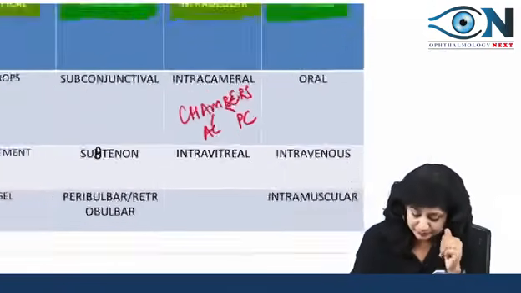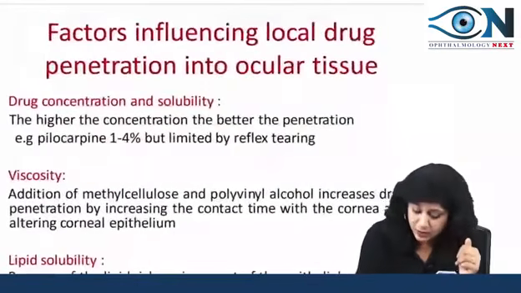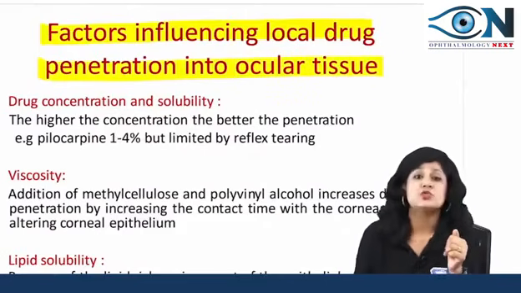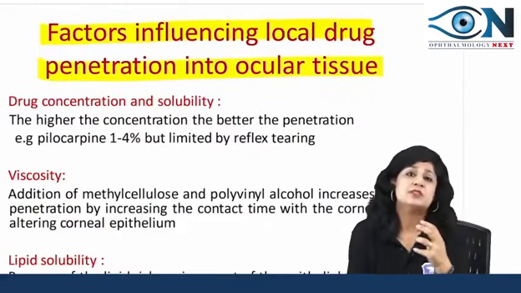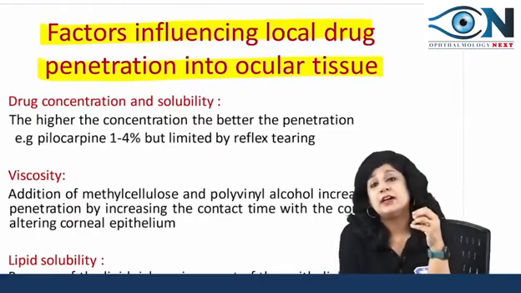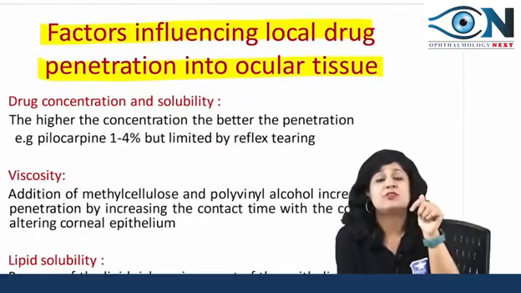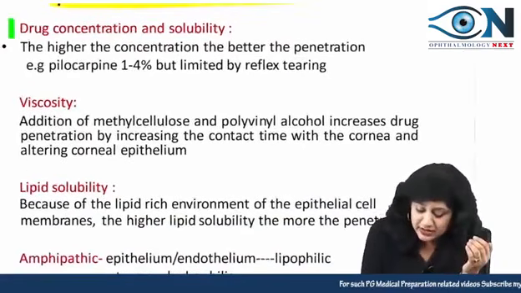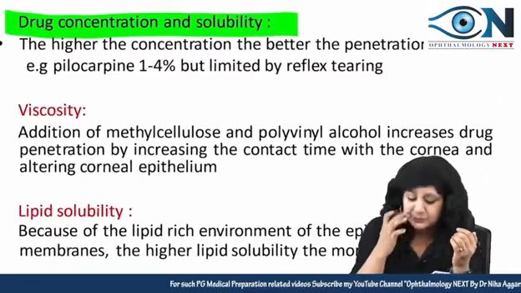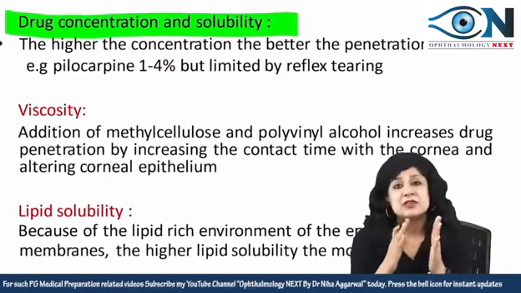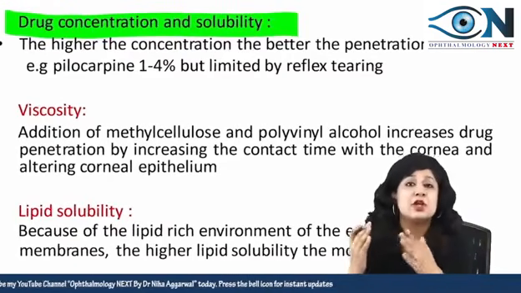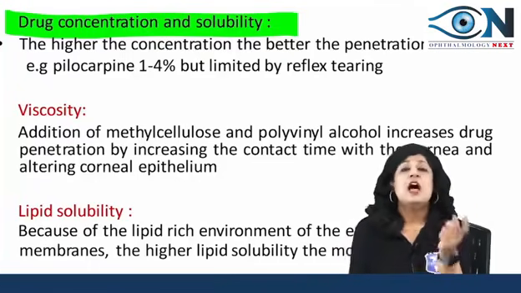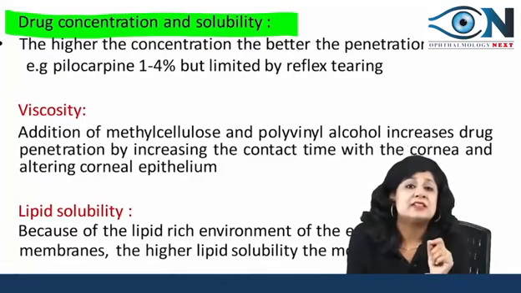Alright. Now, let us concentrate on the factors that influence local drug penetration into the ocular tissue. What are the factors which are actually responsible and influence how much of the drug is penetrating into the ocular tissues? So, the first important thing is the drug concentration and the solubility. We know that drugs are available in the market in different concentrations. When I require better penetration, I use a higher concentration. Higher the concentration, better is the penetration.